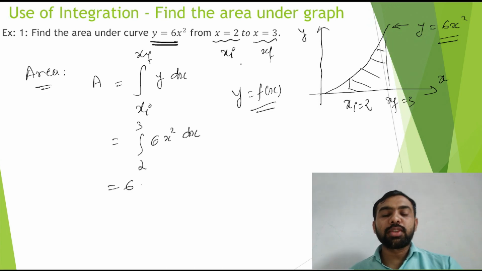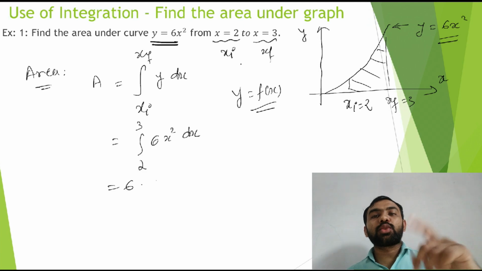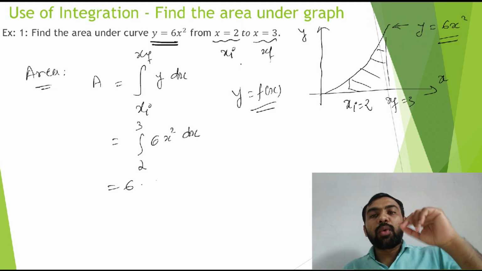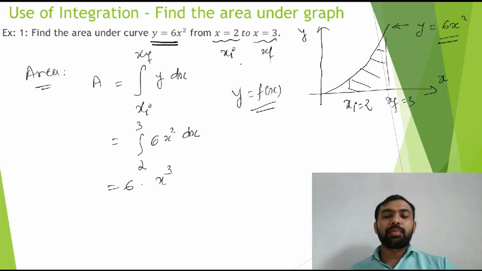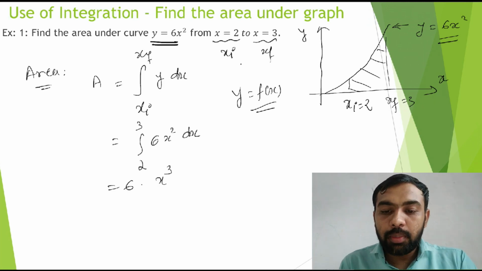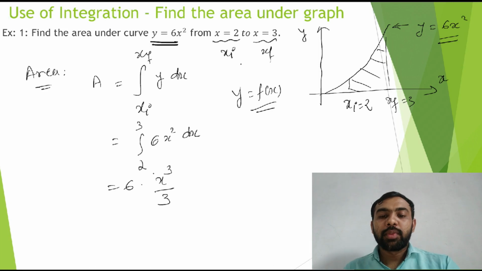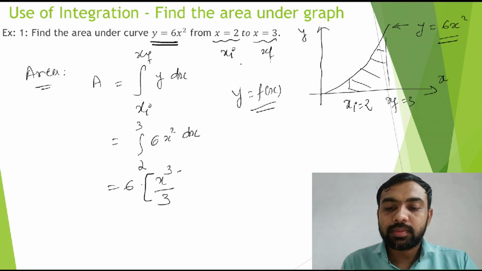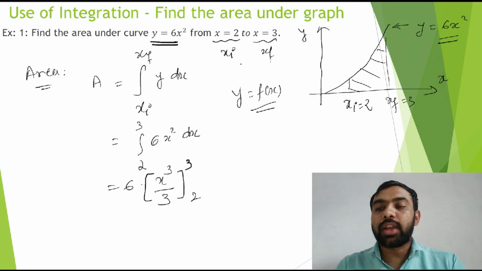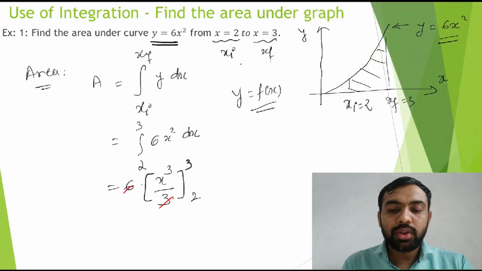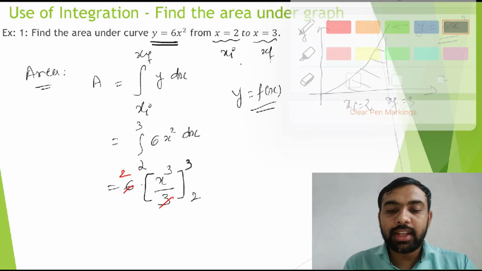So 6 just comes out of this integration. What is the integration of x square dx? One power increases, new power comes in the denominator. So x raised to 3 upon 3, new power comes in the denominator. So the limit is 2 to 3. ठीक है, now the 3 cancels out here, so what is our final answer?